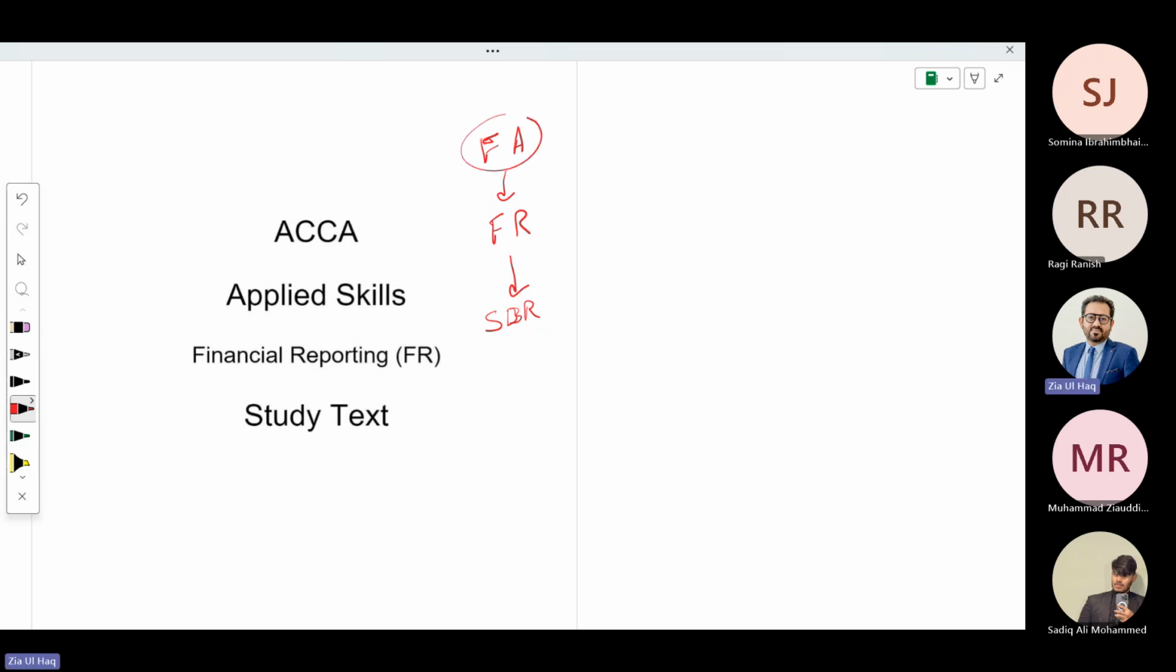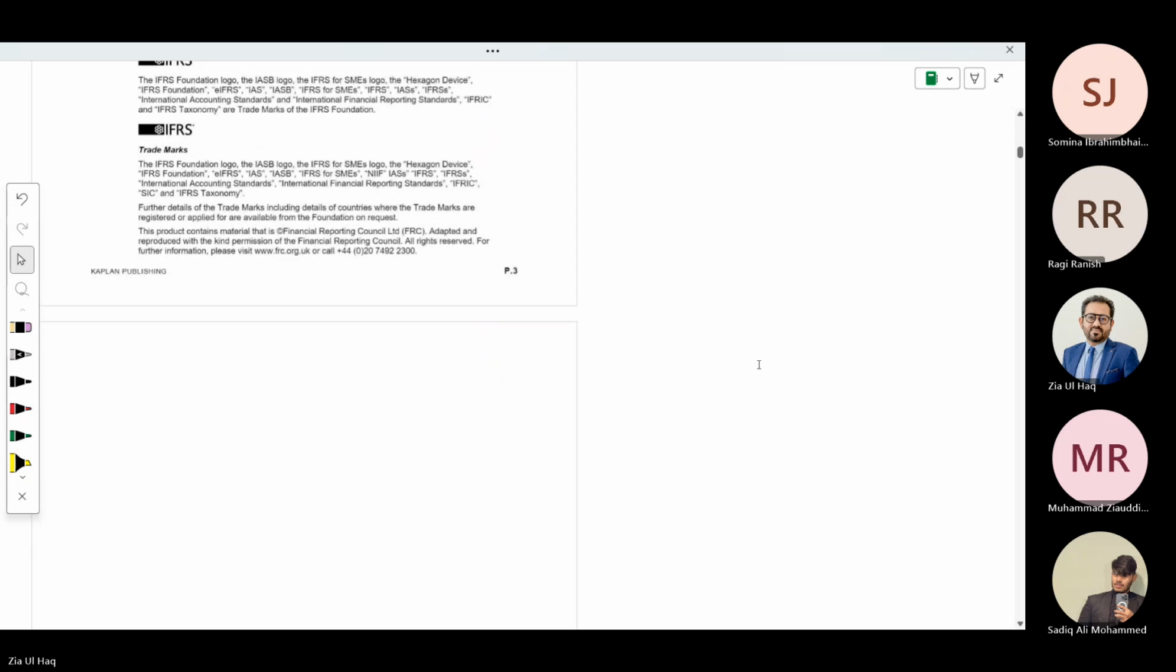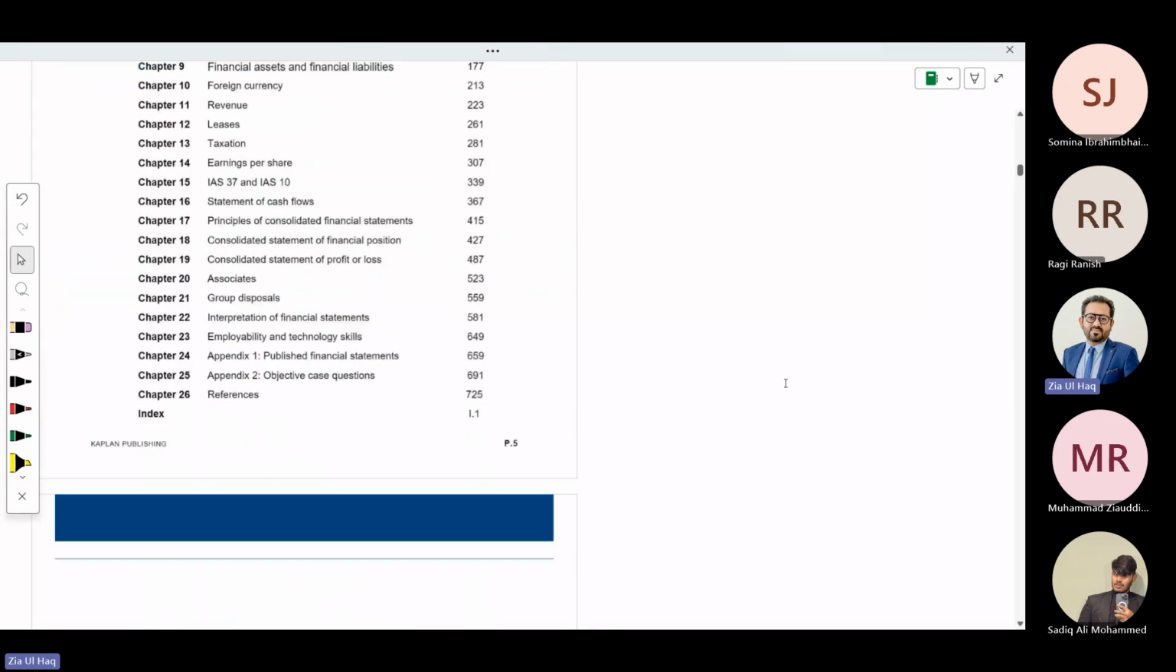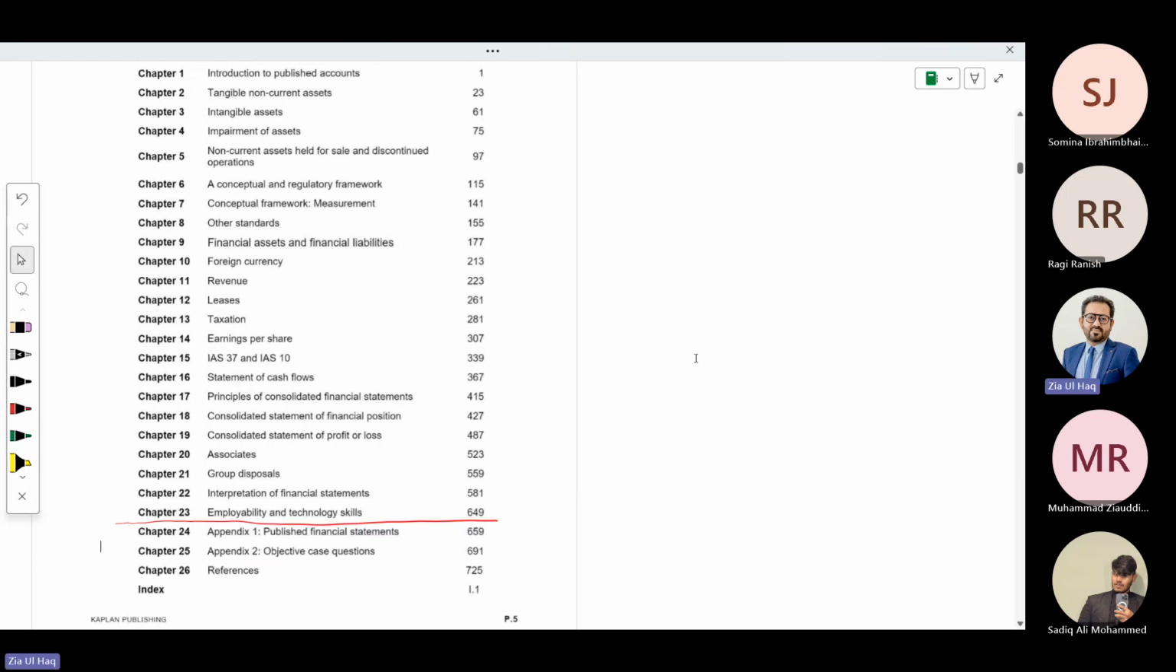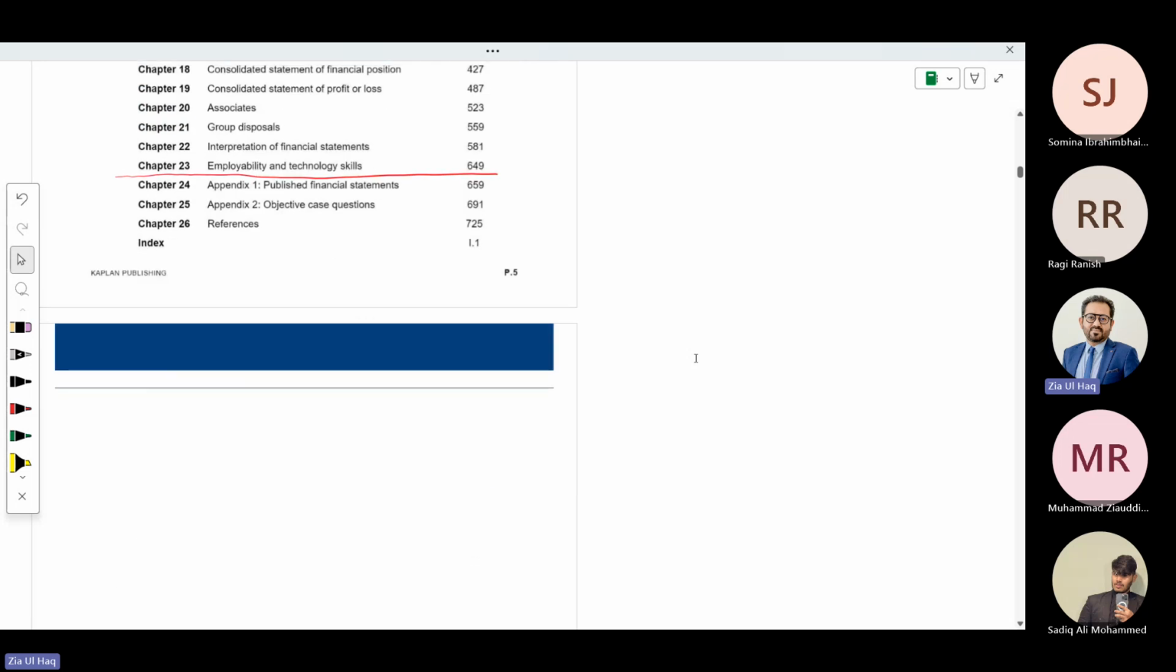So we have learned the basics here. Now we are moving towards some accounting standards. Some standards we will study here and some standards at advanced level. And after that, you will become an expert accountant. So let's discuss this financial reporting paper. In the financial reporting paper, we have some chapters. How many chapters are there? There are 23 chapters that we need to cover in our syllabus. What are those chapters? We will discuss one by one.